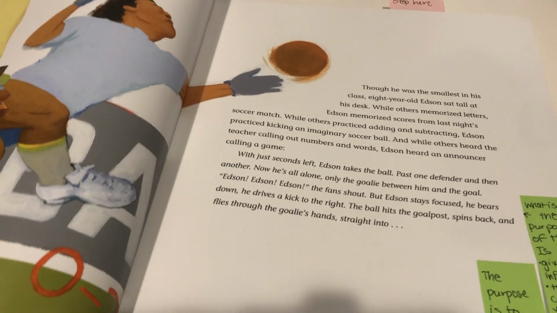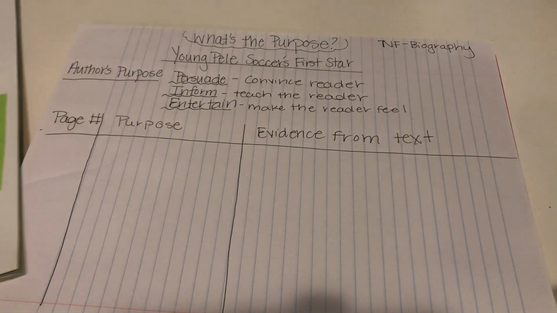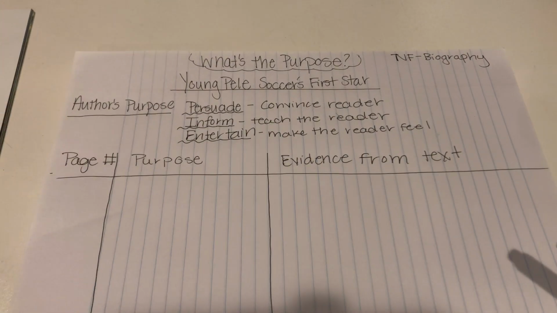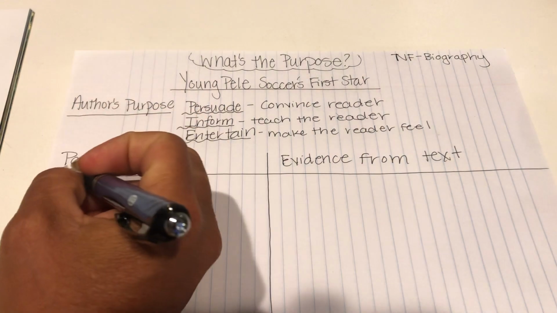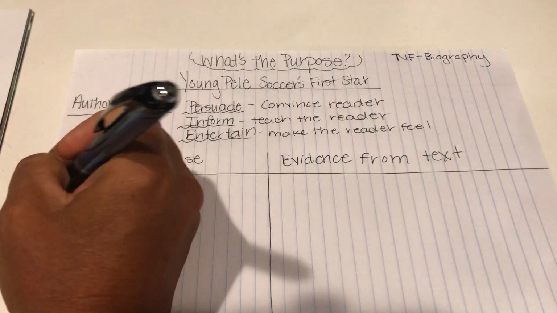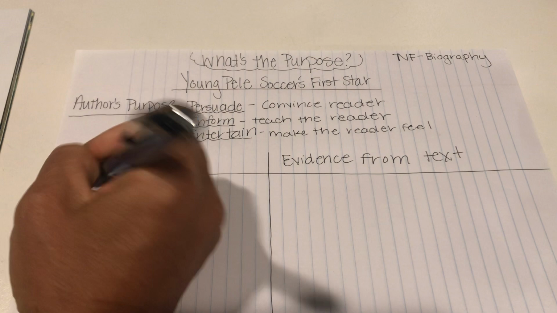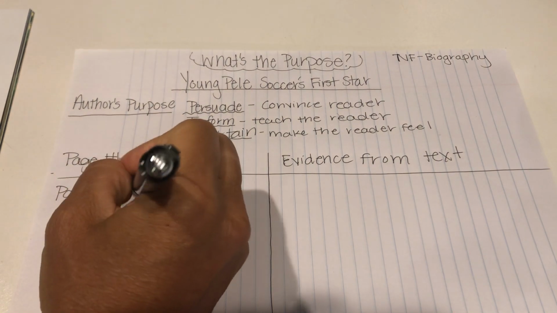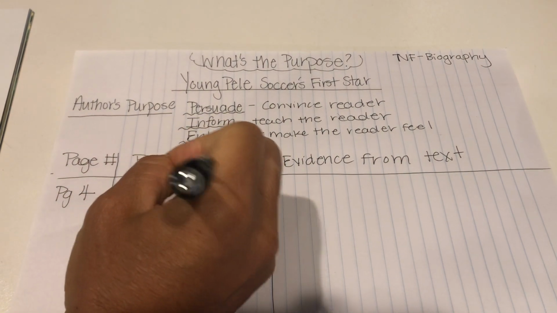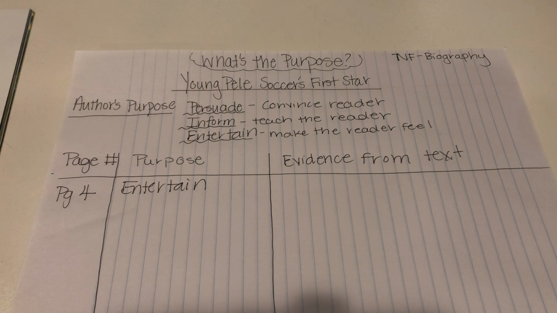So I have my chart here, and just like our normal 3-table charts, we've got our page number. Now there's not page numbers on this, but I am going to put page 4. And we have our first purpose. So this purpose is to entertain. And then we're going to get that information from the text.